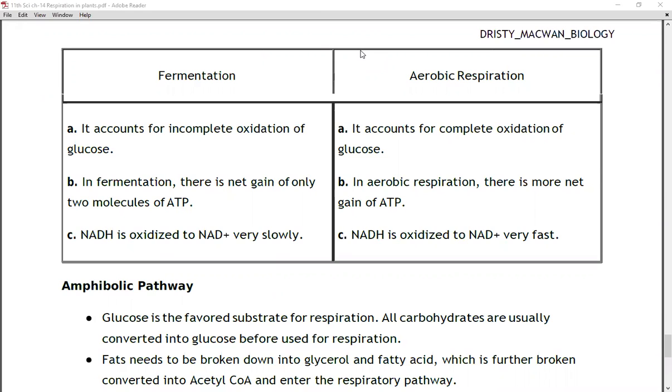The third difference says that in fermentation, NADH is oxidized to NAD plus very slowly, right? But in aerobic respiration, it is occurring very fast, right? So in fermentation, the oxidation of NADH to NAD plus occurs very slowly, while in aerobic respiration, NADH is oxidized to NAD plus very fast, right? So this is the main difference between fermentation and aerobic respiration, right?